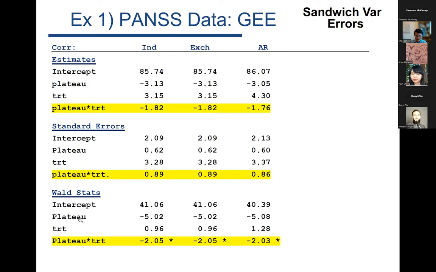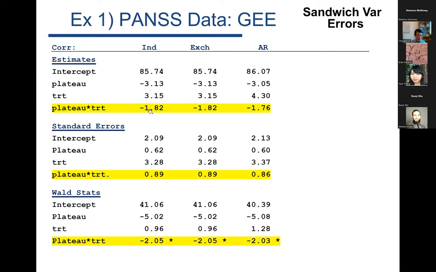I don't have space for p-values, but you also get p-values typically. So if this Wald statistic's absolute value is larger than 1.96, that means it's statistically significant. I'm using a star here to indicate the significance. So first, let's just compare the regression coefficients from the three model fittings, okay? You fit it three different times, each time with a different working correlation.